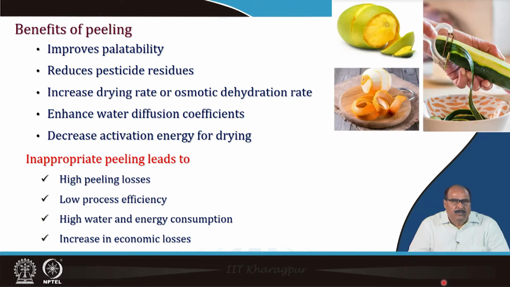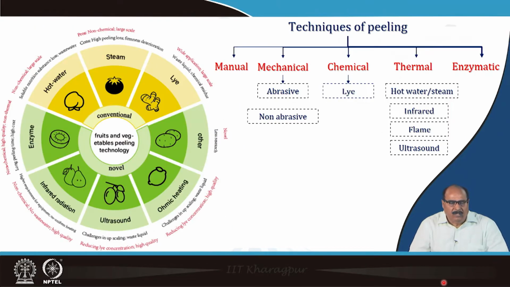Benefits of peeling include improved palatability of the produce, reduced pesticide residues, and an increased drying rate or osmotic dehydration rate. There will be enhanced water diffusion coefficients once the material is peeled, and decreased activation energy for drying of the peeled produce. However, inappropriate peeling may lead to high peeling losses, low process efficiency, high water and energy consumption and increased economic losses. So, the operation should be carried out carefully.